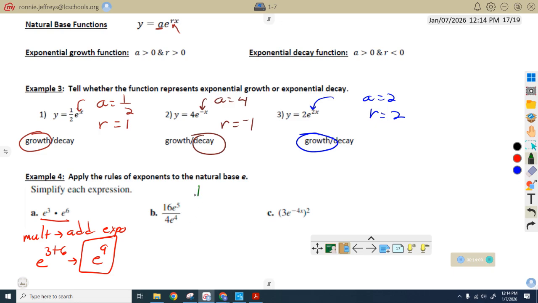All right, when it's divide, guess what? We subtract the exponents. So let's do this first. We have 16 over 4, which is 4. And then we have e to the 5 minus 4. So if I have 5 e's and I subtract 4 e's, yeah. Now you could write it like this or this.